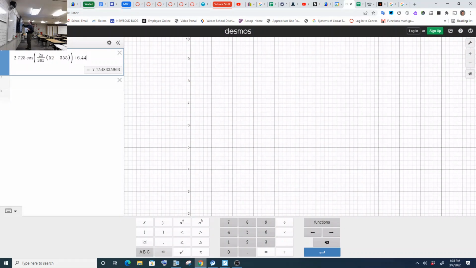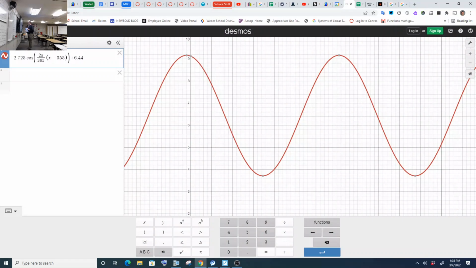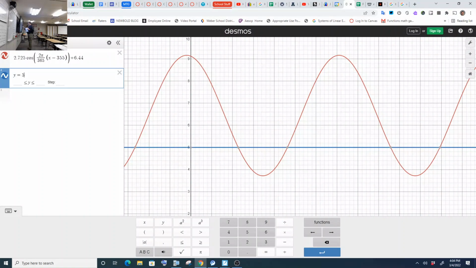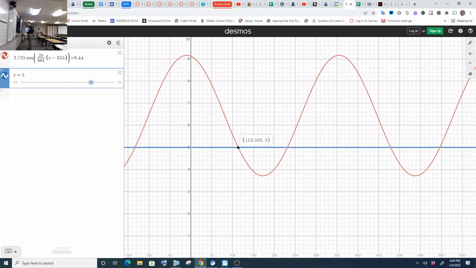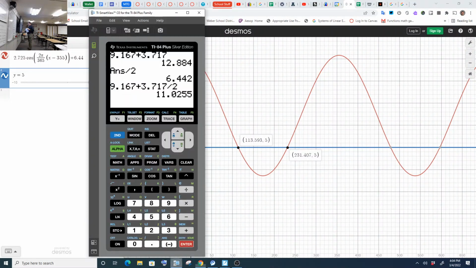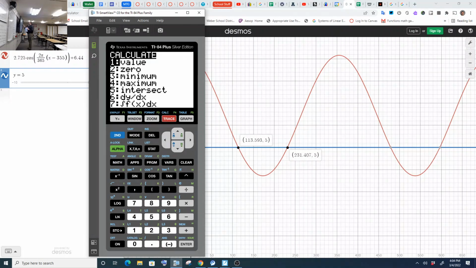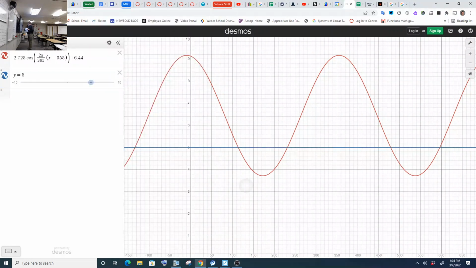And so we'd go ahead and change this back to x. And now you could just ask, where is it below 5 a.m.? Where's the sunrise below 5? So if you just do y equals 5, it's going to draw a line straight across so you can intersect. You can do that on the graphing calculator: second calc and then option 5, intersection. You have to do that twice.